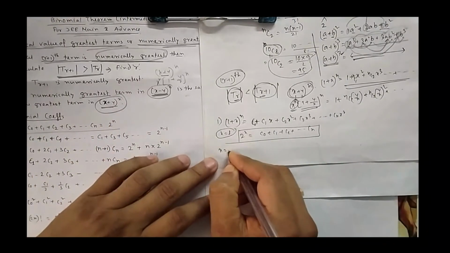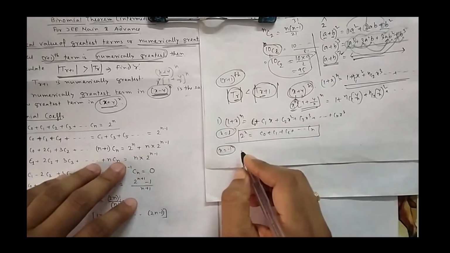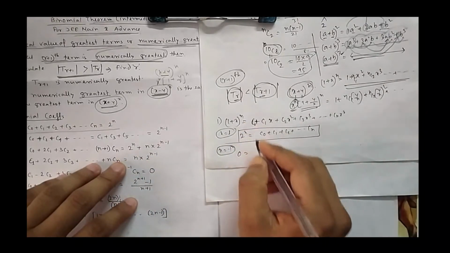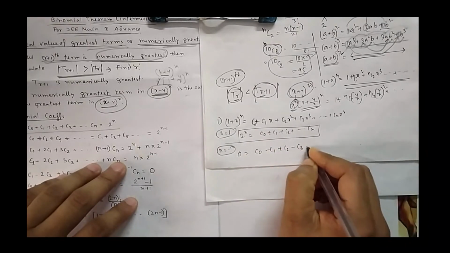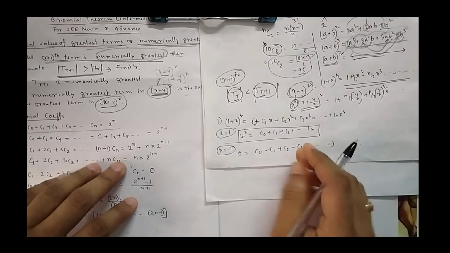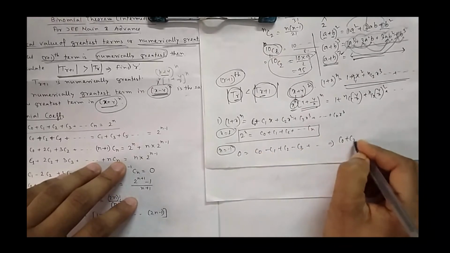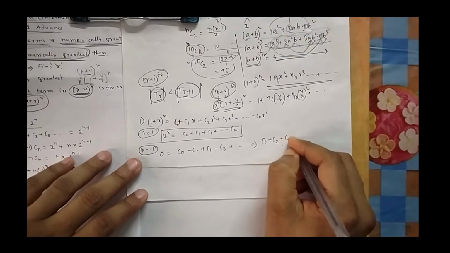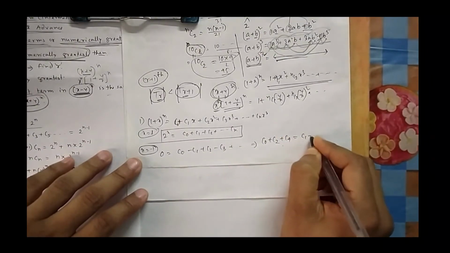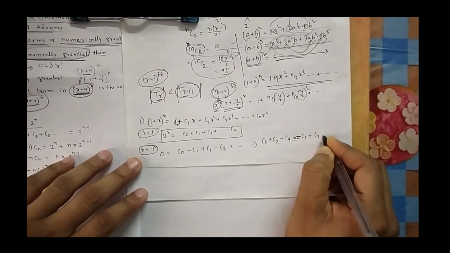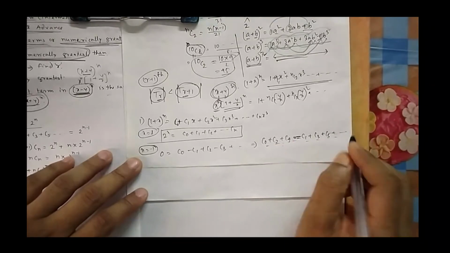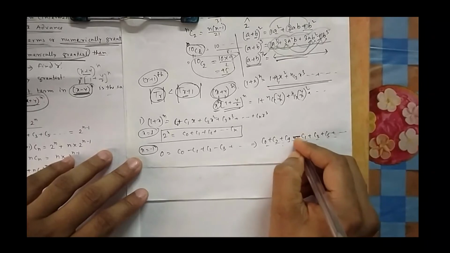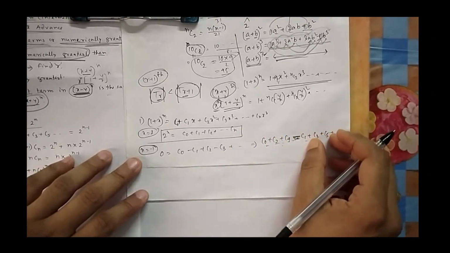For the second proof, you put x equal to minus 1. So if you put x equal to minus 1, then this side becomes 0, and this will be C0 minus C1 plus C2 minus C3, it will go like this. So that means if you take the minus terms to one side, the even terms C0, C2, C4 come on this side, and C1 plus C3 plus C5 on the other. So the summation of even binomial coefficients and odd binomial coefficients are the same.